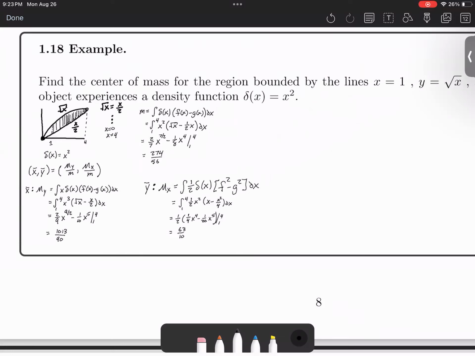So I went through the integration pretty quick. Go back, pause the video, and make sure you get the same things that I do. But the purpose of this video is to study centers of mass and not get bogged down in the integration.